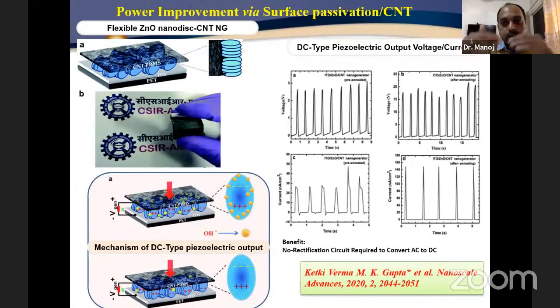Because of the zigzag structure of the CNT, it has a very good interface with the nano disc. If you apply a small pressure, the effective pressure is high. At the same time, we compress many nano discs, and then we can generate high electricity, up to 20 volt. We optimized the conditions, removed surface defects, and after optimization we achieved very high performance. This also got published recently in Nanoscale Advances.